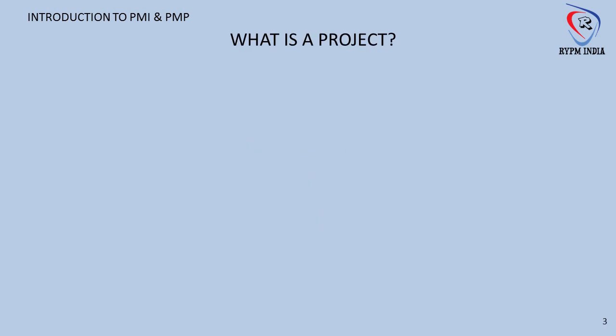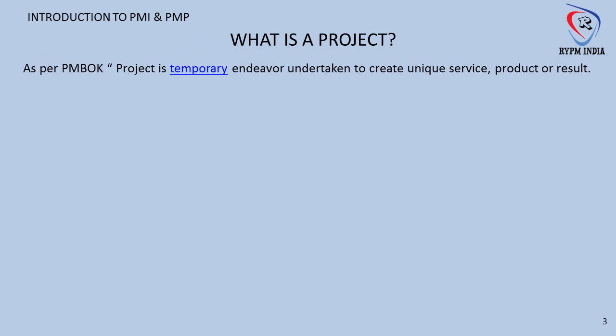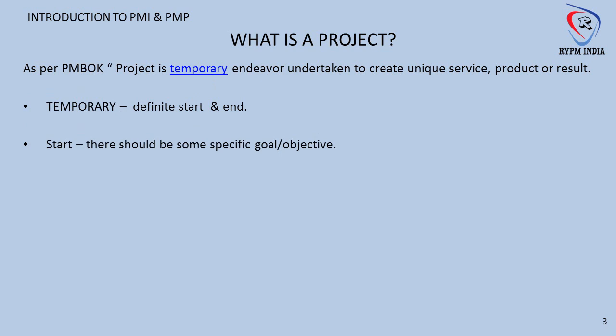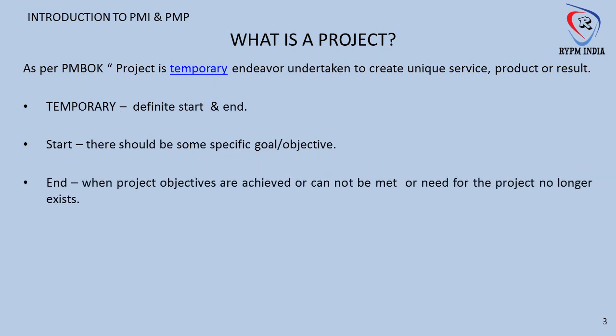Now let's understand what is a project. As per PMBOK, a project is a temporary endeavor undertaken to create a unique service, product or result. Temporary means a definite start and end. Start means there should be some specific goal or objective to initiate the project. End means when project objectives are achieved or cannot be met, or else the need for the project no longer exists.